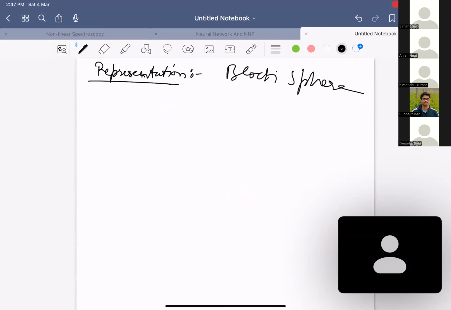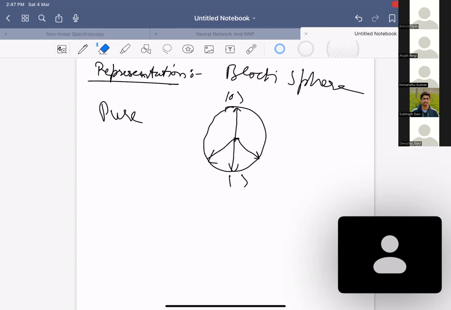For a pure state, the vectors are of unit length in the Bloch sphere. So we can represent any pure state. Suppose this is the 0 state, and this is the 1 state. These are of unit length for a pure state, so the length of the vector is equal to 1 unit. But in the case of a mixed state, these vectors are not of unit length, so they are reduced.